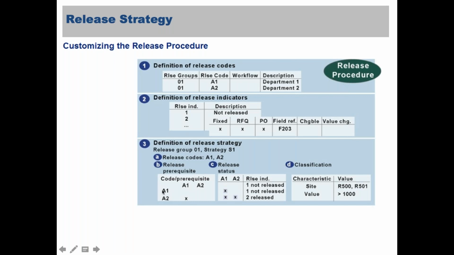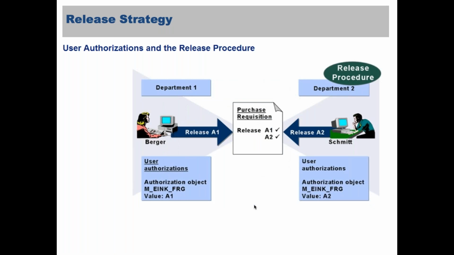In our case, it will be three levels: A1, A2, A3. First, A1 should release for A2 to get released. For A3, A1 also should release, A2 also should release. Only then A3 can release. So once A3 is released, the process is released. You understand? I'll show it in the system, it's easy for you to understand.